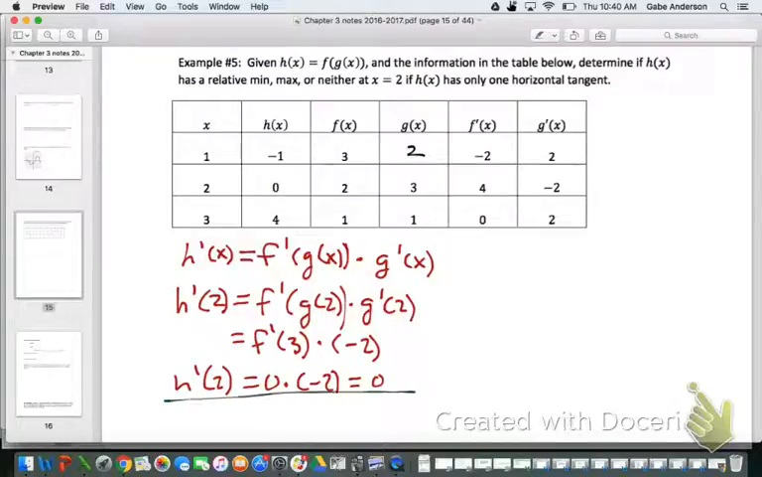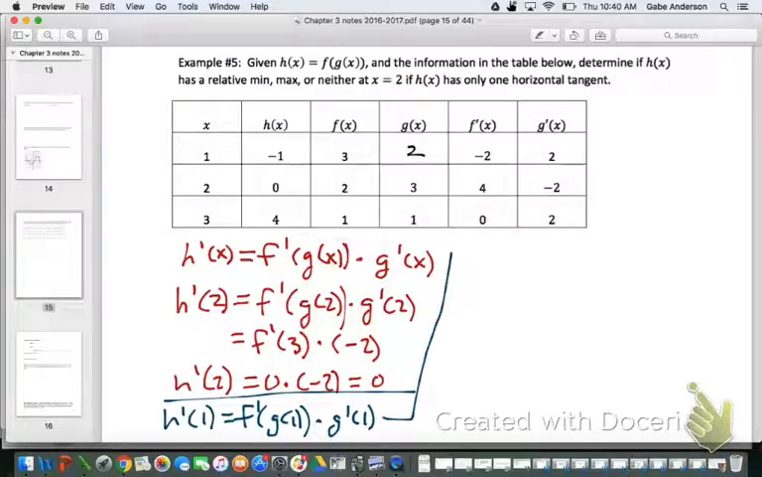Let's start off with the 1. So I'm going to say h prime of 1 equals f prime of g of 1 times g prime of 1. So you got to use the table, of course, to figure this stuff out. So I will come up here and do so. Got to figure out g of 1 first. What's g of 1? 2. Okay, so h prime of 1 equals f prime of 2 times, what is g prime of 1? 2, okay.